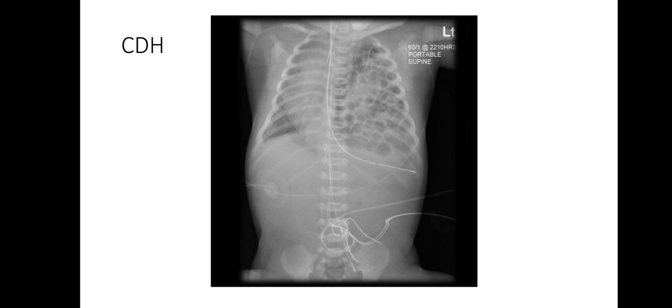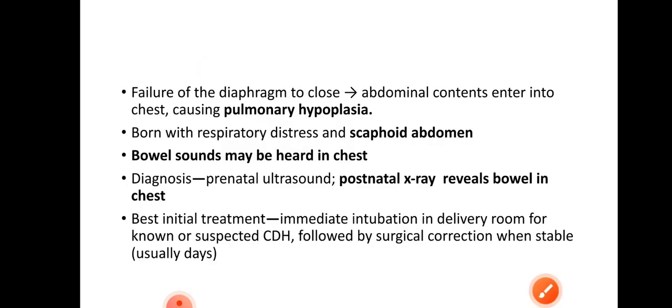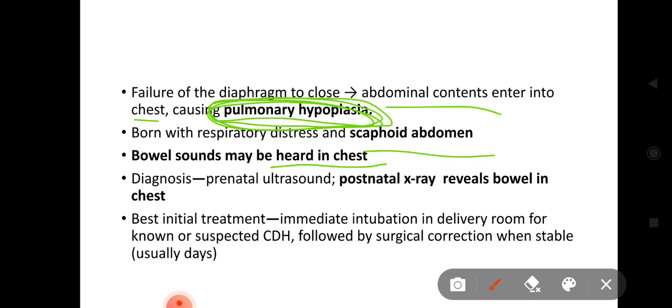Now, next is congenital diaphragmatic hernia. Now you can see the intestinal or bowel loops inside the left lung side. So this is a typical X-ray of classical diaphragmatic hernia. There is failure of the diaphragm to close, and abdominal contents enter the chest, causing pulmonary hypoplasia. So what happens in diaphragmatic hernia? Pulmonary hypoplasia. The baby is born with respiratory distress and a scaphoid abdomen, and bowel sounds may be heard in the chest. Diagnosis: prenatal ultrasound or postnatal X-ray reveals bowel in chest.